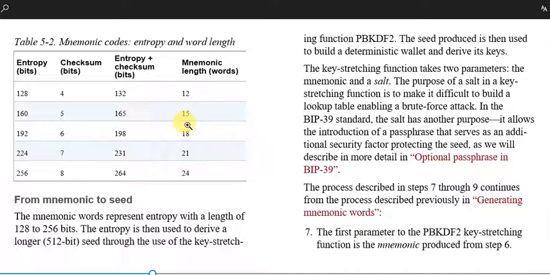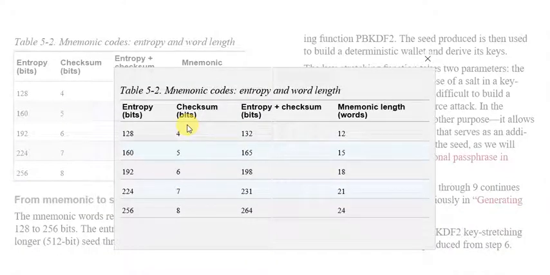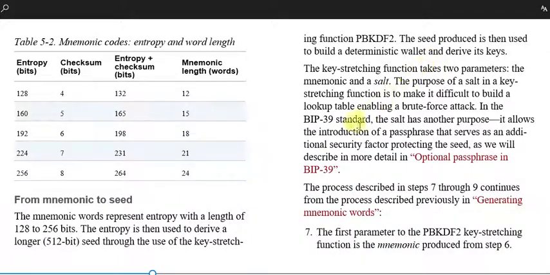128, 4, 132, 12. 160, 5, 165, 15. 192, 6, 198, 18. 224, 7, 231, 21. 256, 8, 264, 24. From mnemonic to seed.